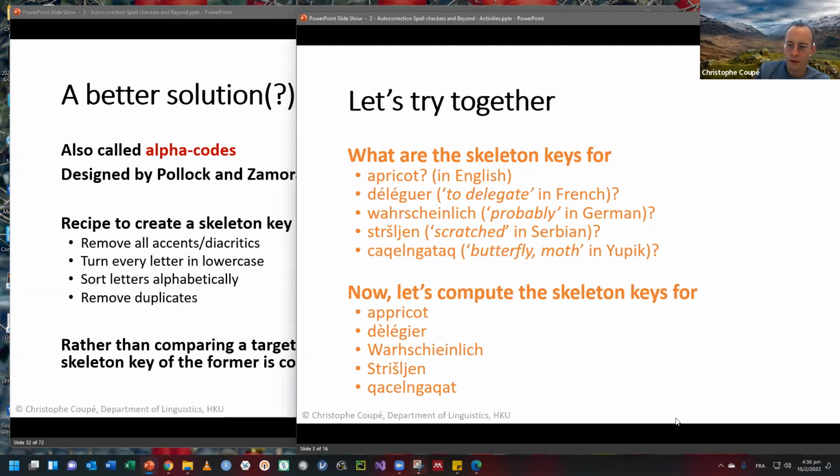What is the one for délégué then? Okay, DEGLRU. Do you agree with that, everybody? Sounds good? So Chantal, when I see your proposal, I see that the letters are not alphabetically sorted. So there is something that is not okay.